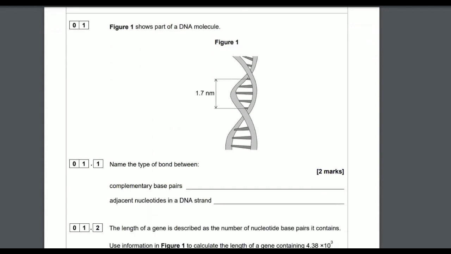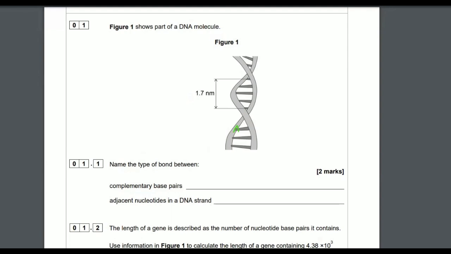Question 1. Figure 1 shows part of a DNA molecule. Name the type of bond between the complementary base pairs and between adjacent nucleotides in a DNA strand. 2 marks. So we've got two different types of bond in the DNA here. The first one is asking us to name the bonding between the complementary base pairs.